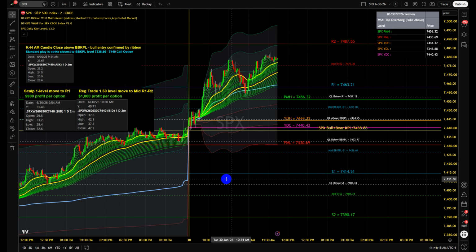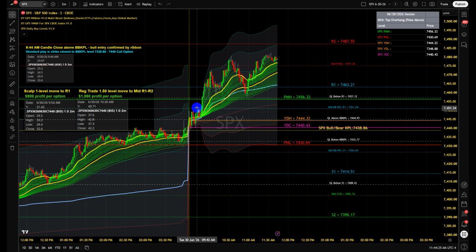Okay, so here we're just going to look today at the regular scalp and the regular trade 1.5 level move. Regular scalp move to R1. That happens here on this 9:54 a.m. candle. We have the hit here. The bid on the close of this candle, $32.60. So that's $900 profit per option on the scalp.